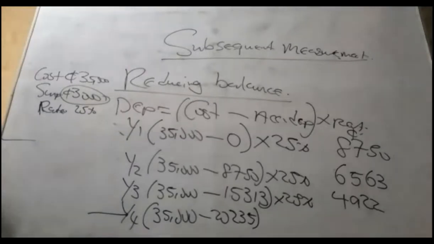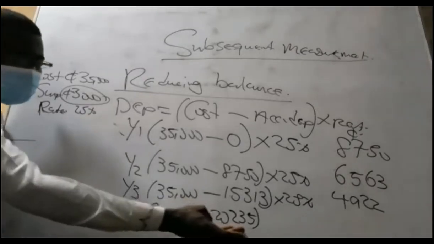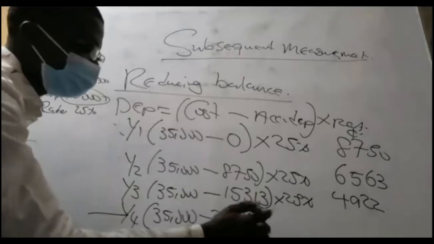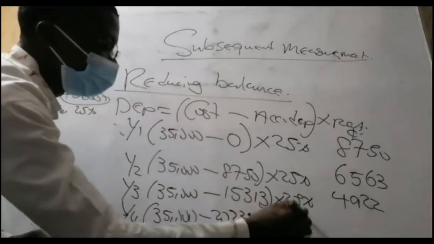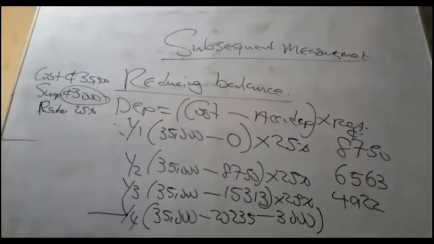15,313 plus 492,222. Okay. Now, when you go to the last year, bring the cost of the asset less all the depreciation charged on the asset. If there's any scrap value, less it. Whatever remains, so let's less the scrap value, 3,000. This is the scrap value. Whatever remains is the depreciation.